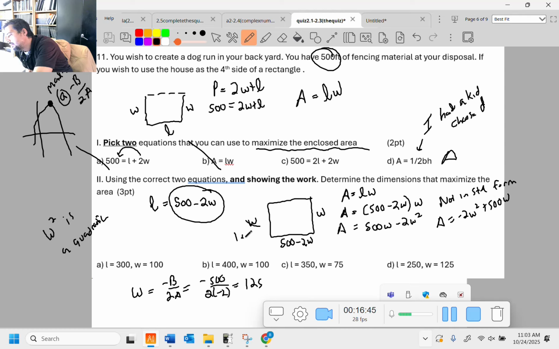So if this is 125 and that's 125, and I had 500 available, 125 plus 125 is 250. 500 minus 250 is 250. Choice D is the correct answer.